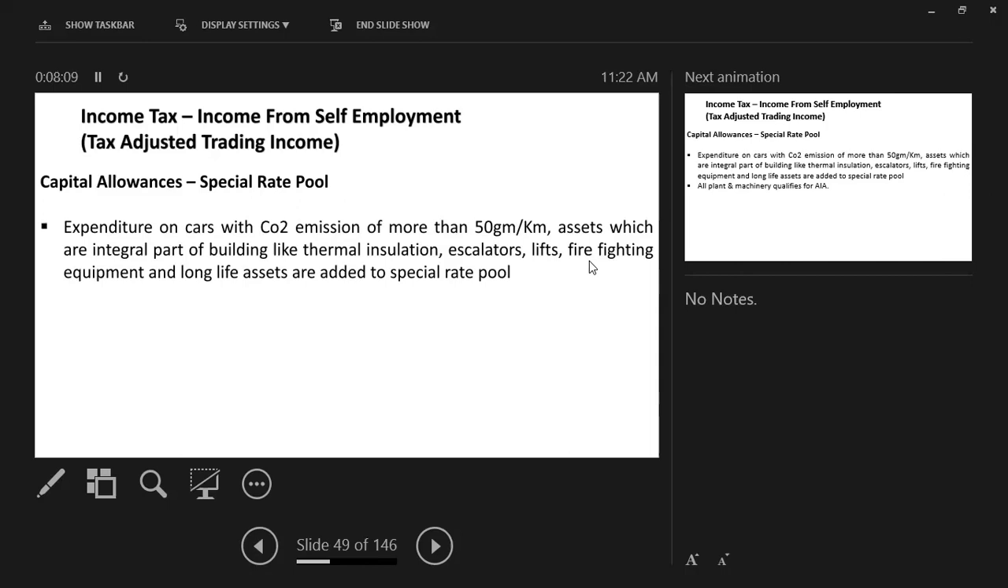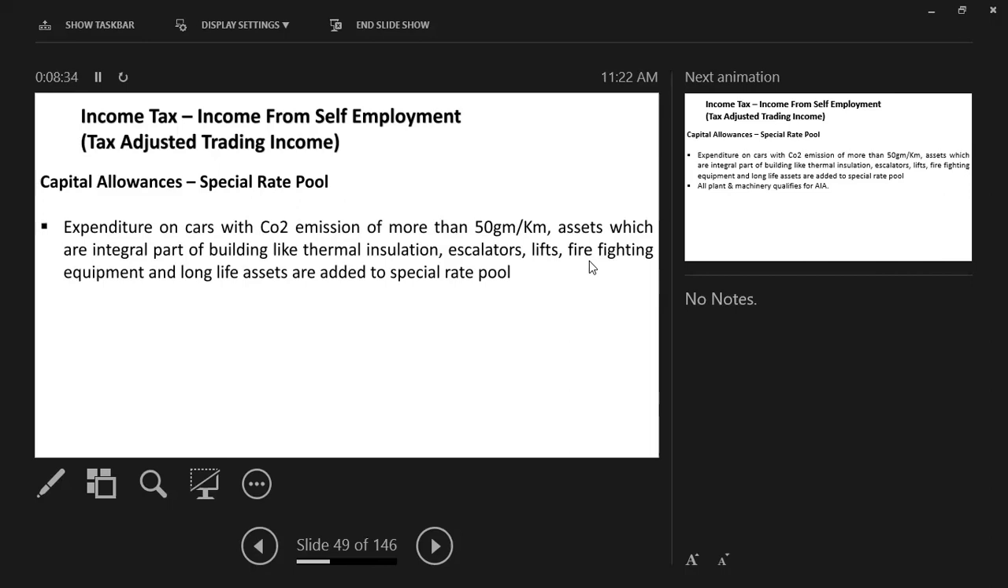Any car with CO2 emission from 1 to 50 is included straight away in the main pool. Okay? And any car which is having a CO2 emission rate of more than 50 gram is included in special rate. Clear? It means we will charge only 6% WDA on this because in the special rate pool we charge 6% written down allowance.